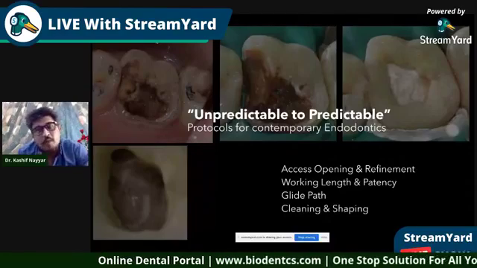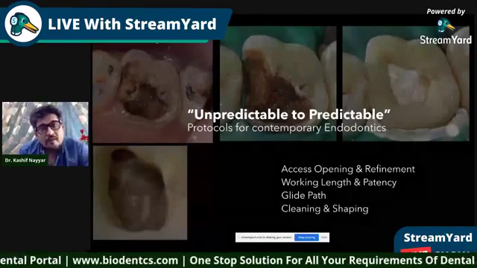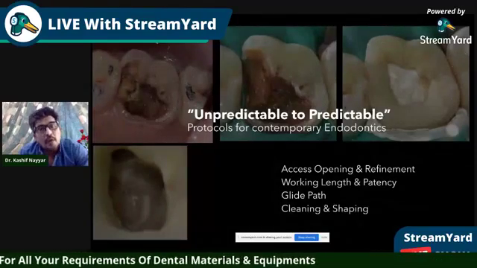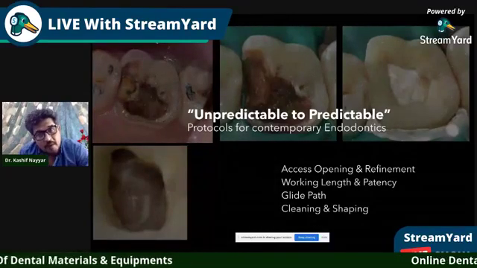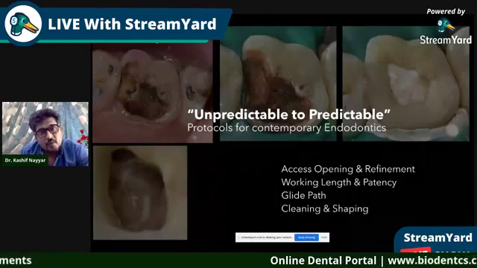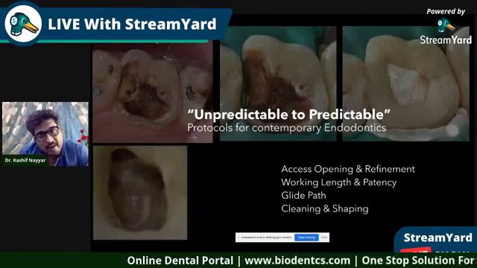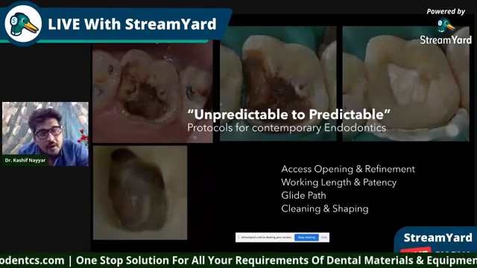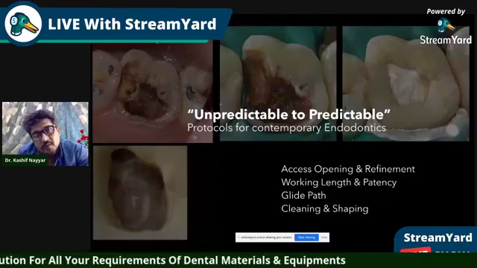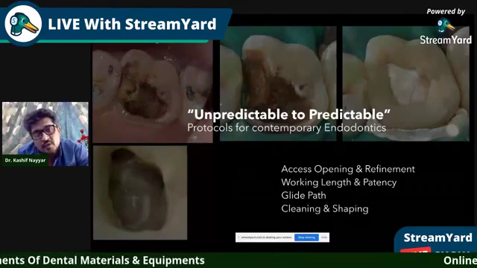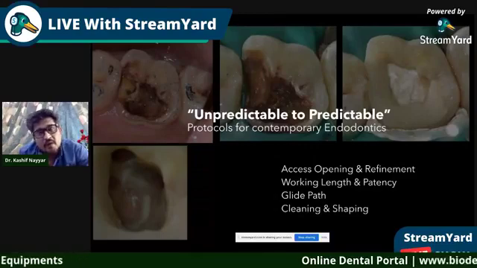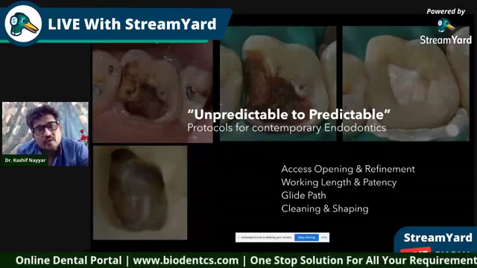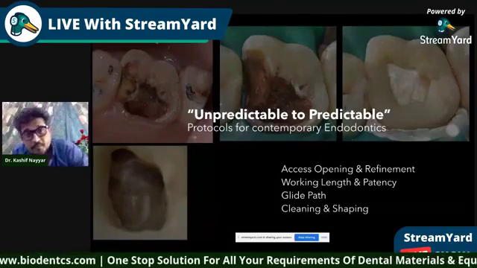I know everybody of you is well aware of the access opening protocol. So my focus is going to be towards the refinement, and after that we will move towards the working length and patency and what is the most recommended and foolproof method for that, and the glide path management, which is oftentimes overlooked, and I have to re-emphasize that. And then finally, we will discuss the concept and strategies for the cleaning and shaping procedure.